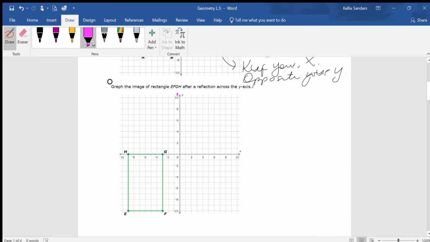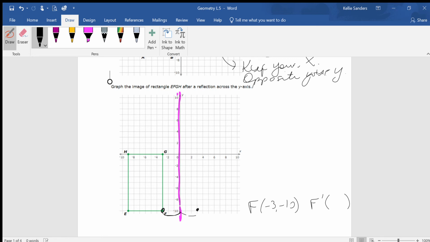Okay, now we're going to reflect across the y-axis. The y-axis is this axis. And if we choose F, right now it is at -3, -10. Let's see where F prime ends up. If we're reflecting across the y-axis, F was 3 units to the left of the purple. So we're going to go 3 units to the right of the purple, and that's where F prime is going to be. Where is that? That's at +3, -10.